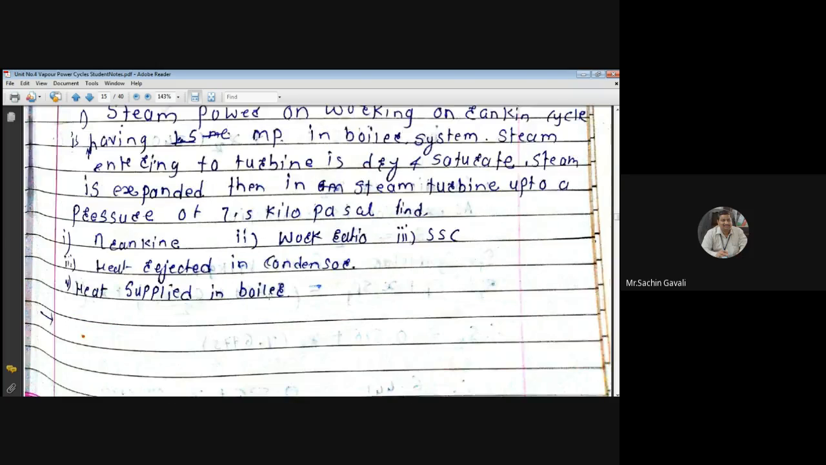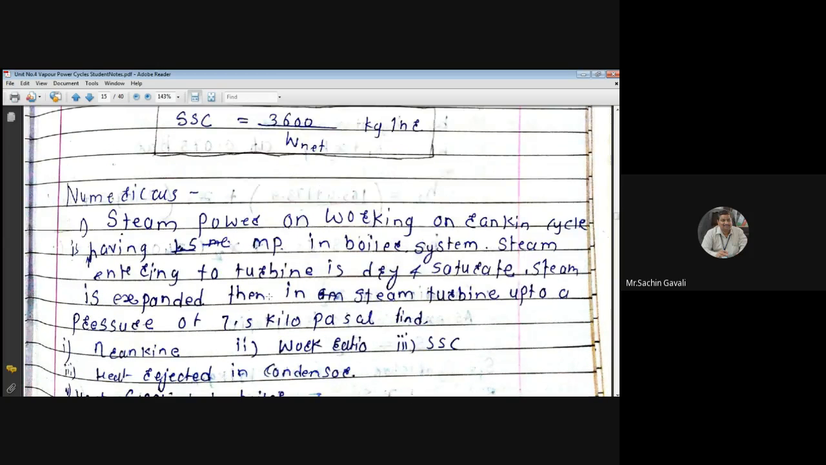Okay, so many times one numerical type is always there on the vapor power cycle. Okay, now take one numerical. Is it visible? Yes, sir. Okay. Now take the numerical. Write down in your notebook. Steam power plant working on Rankine cycle.